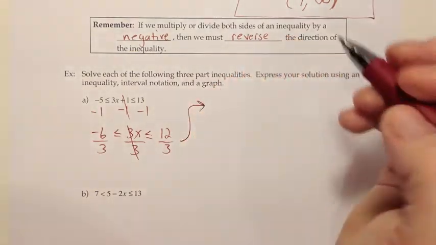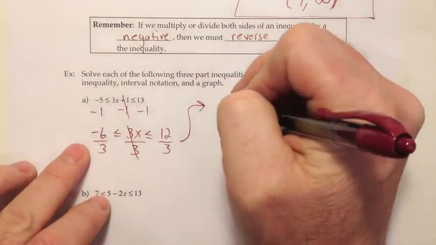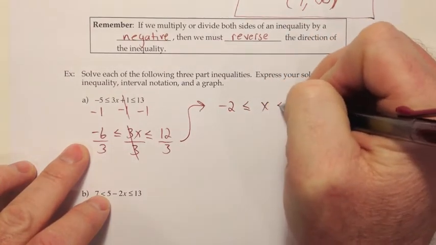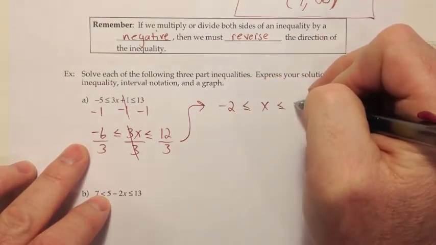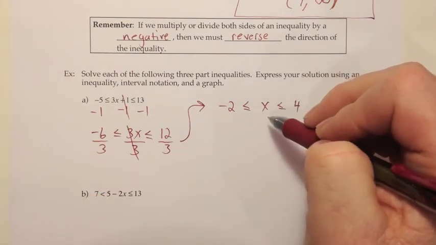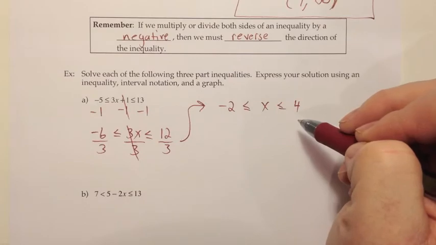And then just looking at where that would take me, on the left I have negative 2. That's less than or equal to x, which is less than or equal to 12 over 3, which would be 4. And then that's the solution. Once you get that x by itself, we'd say you've solved it.